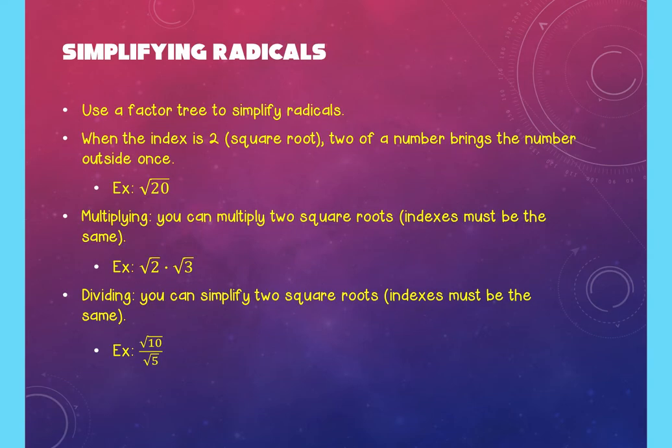So when you are simplifying a radical, you're going to use the factor tree to simplify. You're literally going to take that number and break it down until it's a product of primes, because you want to keep going until they are all dead ends, until they are all prime numbers. When the index is 2, which means it's a square root, 2 of a number brings that number to the outside.